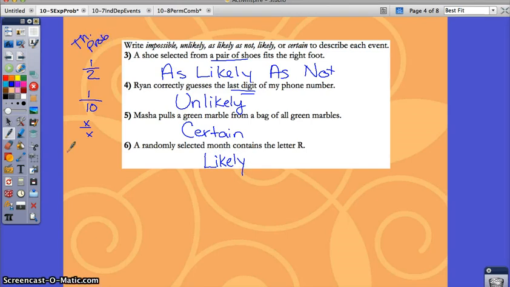Well, we would have January, February, March, April, no May, no June, no July, no August, September, October, November, December. So 8 out of the 12 months. 8 out of 12, that reduces to 2/3. That is definitely likely. It's 66.6%.